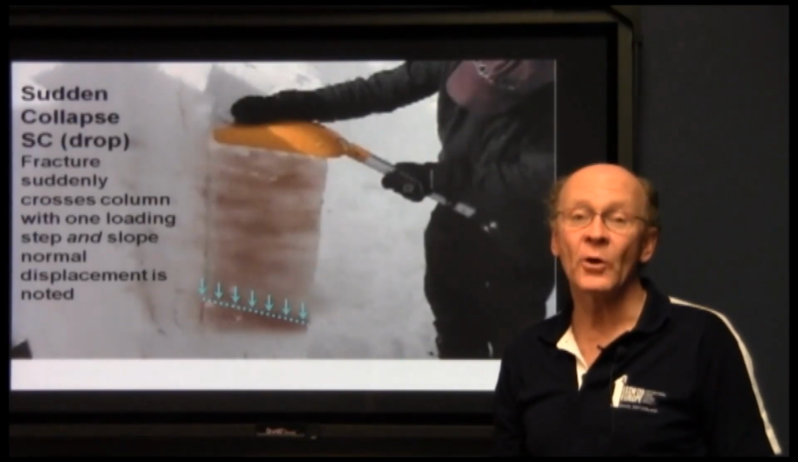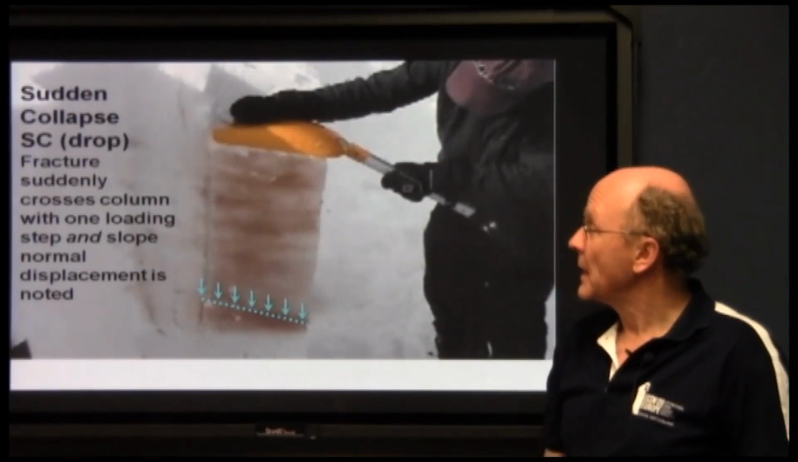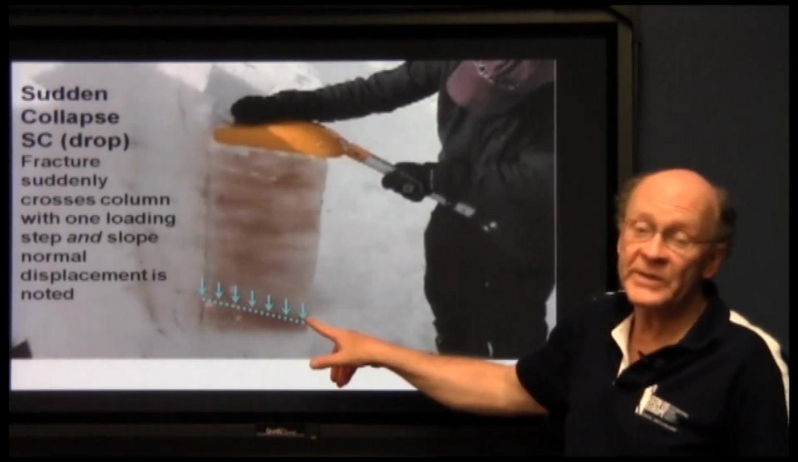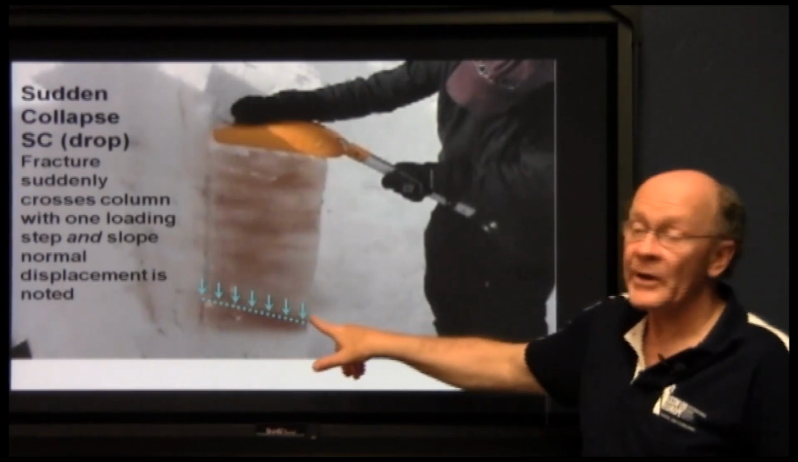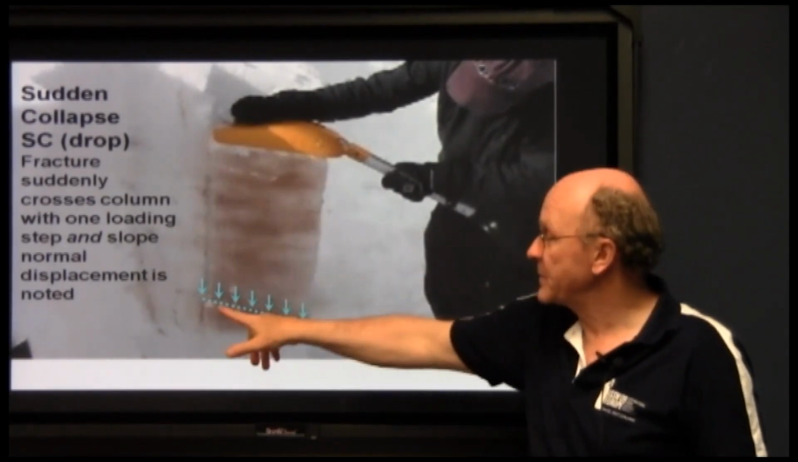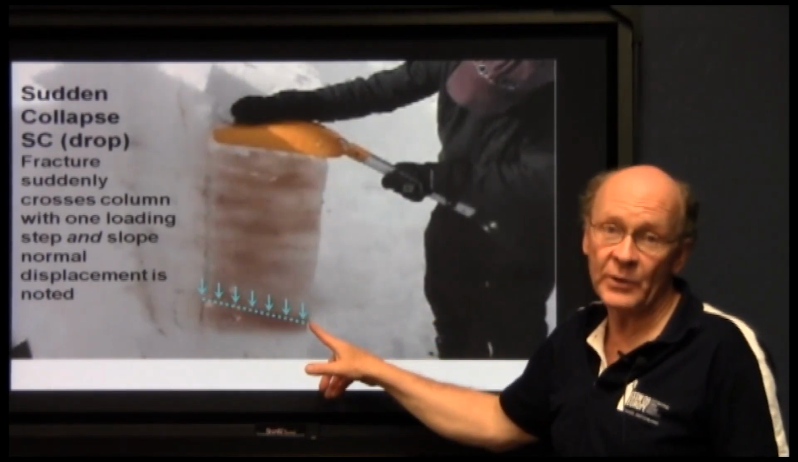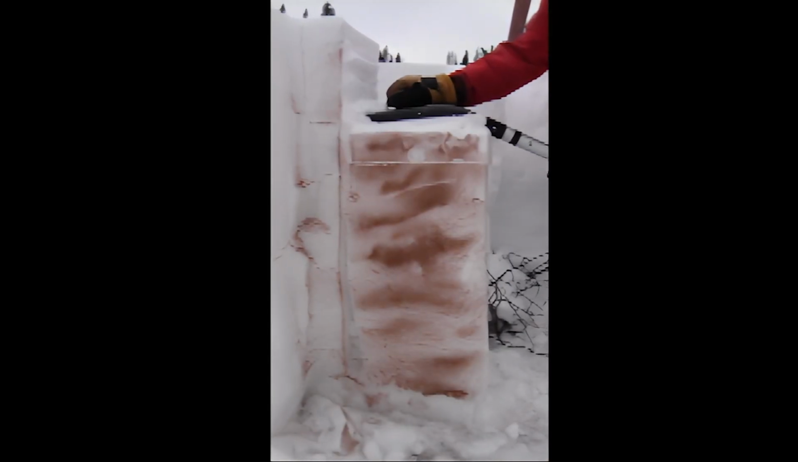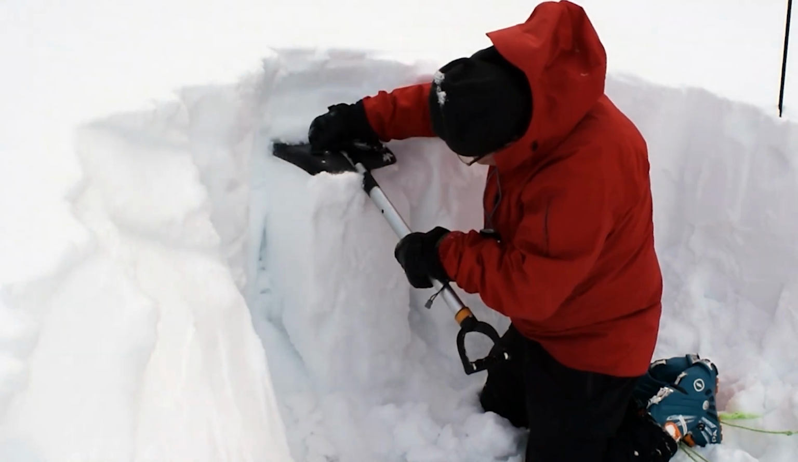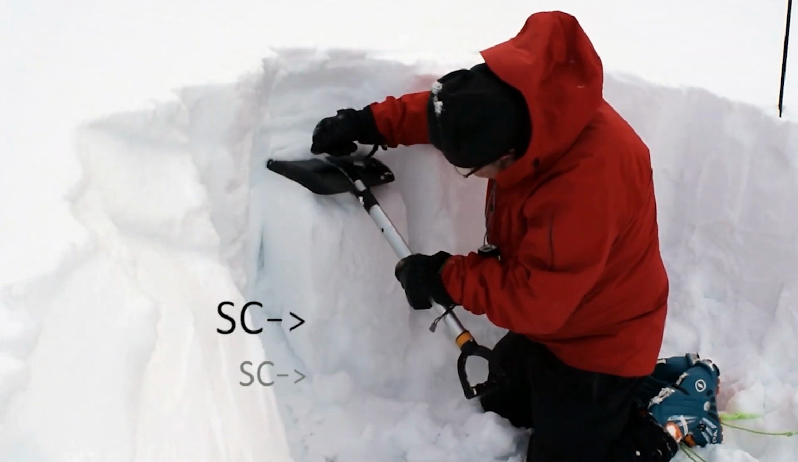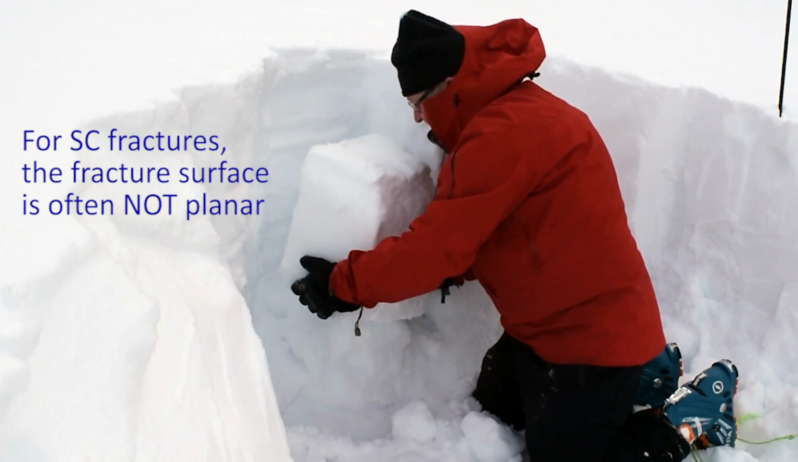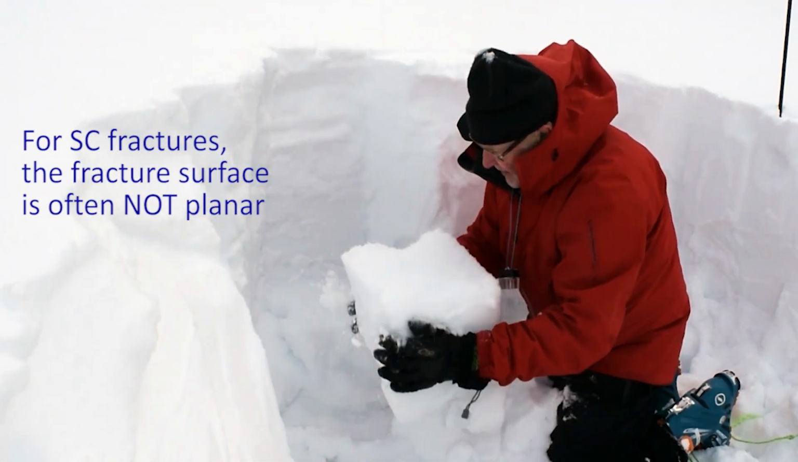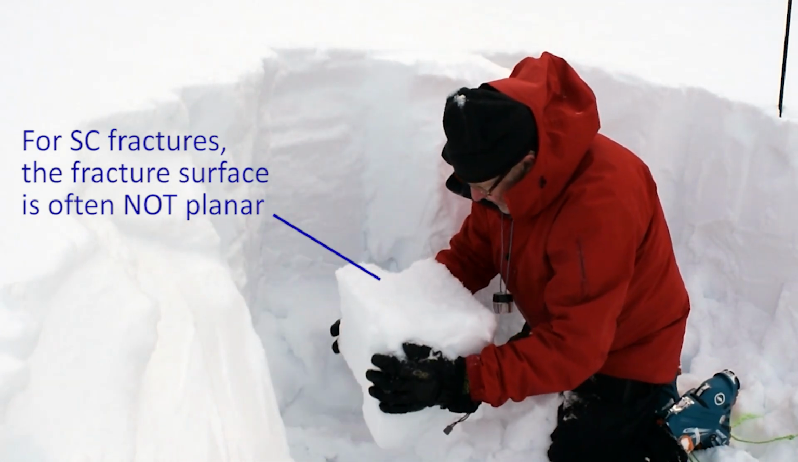So sudden collapse, or SC, also called a drop, is when we get a fracture, it appears suddenly, and we see the upper part of the column sit down because the weak layer collapses. This is slope normal displacement, and it's visible as a collapse on the weak layer. Here, depth hoar at the base of the snowpack collapses. This compression test produced sudden collapses on 2 layers. Collapse, it's just under the crust. For sudden collapse fractures, the fracture surface is often not planar.